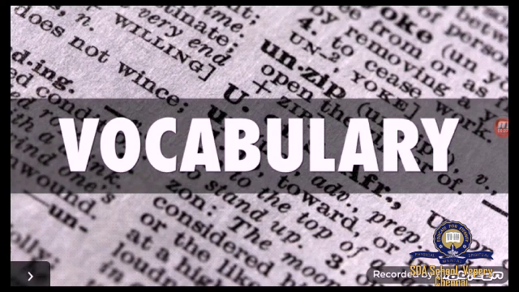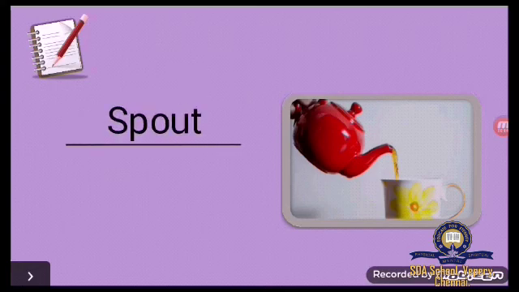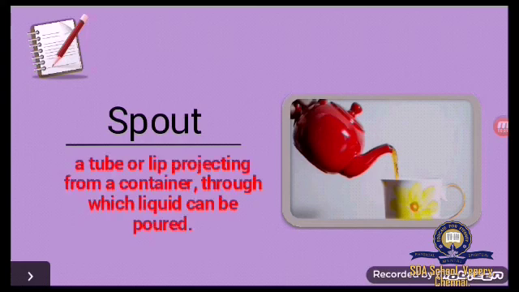Before we move on to the topic, we will first enrich ourselves with the vocabularies in this lesson. Do you see here? A tea is being poured into the cup using a teapot, right? The liquid is flowing out through a small tube. Can you notice it? Yes. How do we call it? We call that small tube a spout. What is meant by spout? A tube or lip projecting from a container through which liquid can be poured.